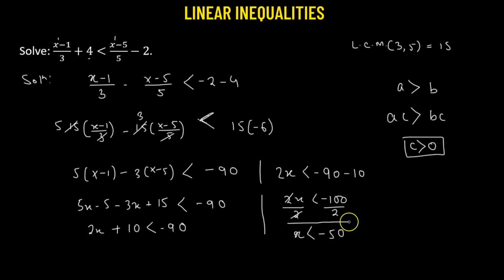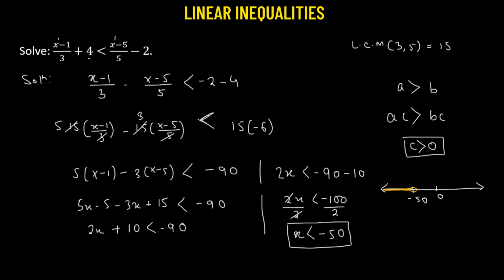So this is the solution to the given linear inequality, and if we want to express it graphically, we'll consider a number line with the values 0 and negative 50. Since our solution is all values of x less than negative 50, our solution will lie to the left of negative 50, and here negative 50 is not included, so we'll put an open bubble here. So this is the graphical way of representing the solution for the given linear inequality.